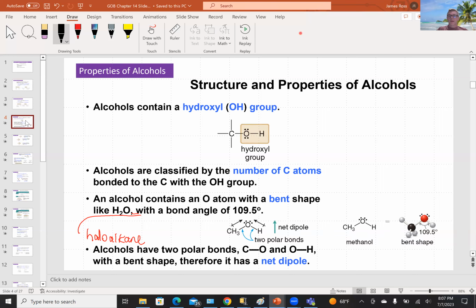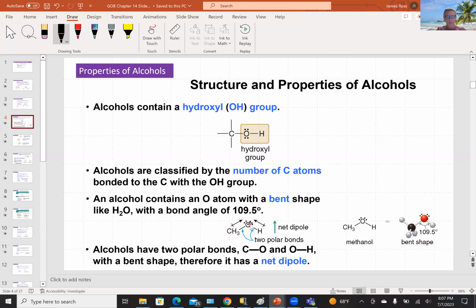So let's start to look at some of the consequences of these functional groups. We've seen already that an alcohol has a carbon. Oh, sorry, was there a question? No, that's all right. Okay. We can see that an alcohol has a carbon and then an oxygen-hydrogen bond, similar to a water molecule.